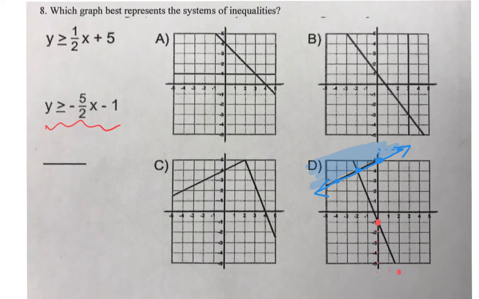And if I can reverse the pattern, then I can get the other point. Up 5, left 2. Yeah. Solid line, yep, should be a solid line. So D is going to be the right choice because it's the only one that has the correct lines, even though the shading didn't come through. And our shading is supposed to be above, so we would shade the region above.